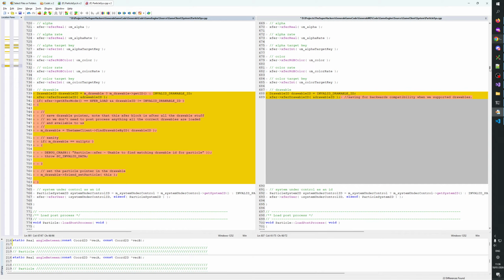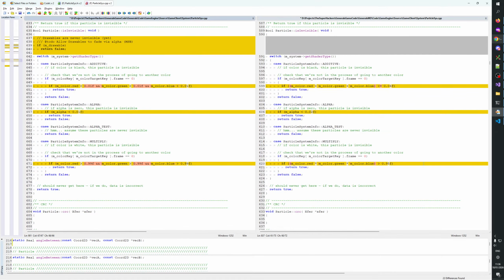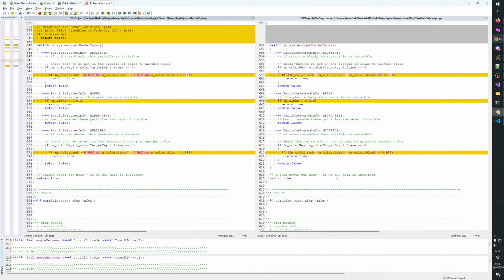Drawable ID, invalid drawable ID, xfer, saving for backwards compatibility when we supported drawables. Save drawable pointer, note that this xfer block is after all the drawable stuff. Okay, so we removed the drawable thing. Okay, well, that's a question. Let me skip that for now.